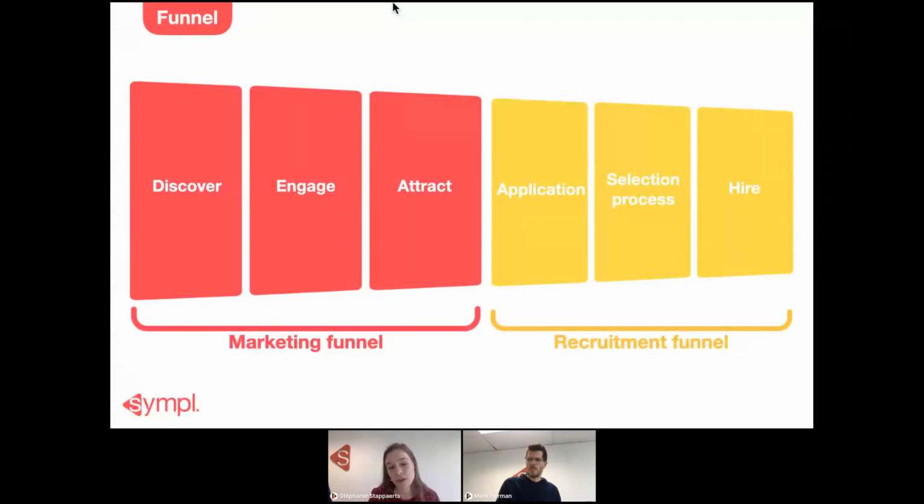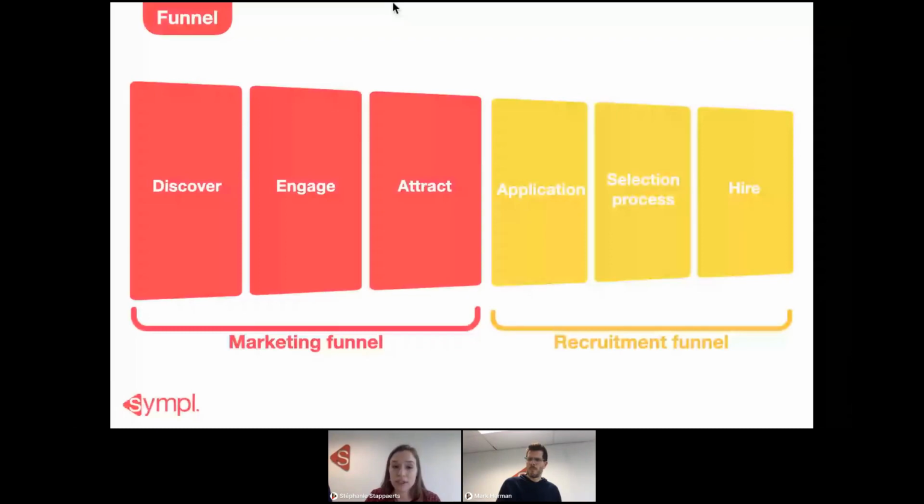It's in the engage phase where you will be a bit more narrow, and you will talk about: are you looking for a new opportunity? Do you want a new step in your career? So you know that people that click on that advertisement are likely to change their job.